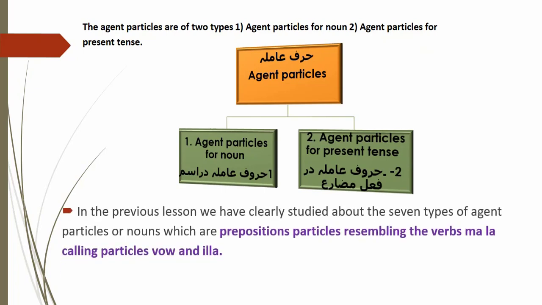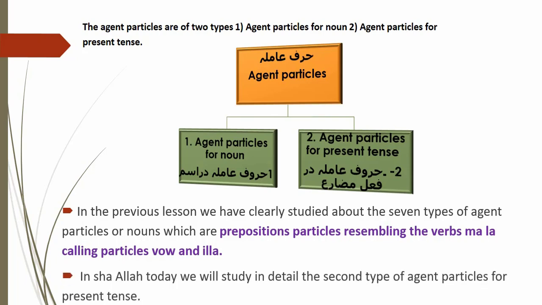In the previous lesson, we have clearly studied about the 7 types of agent particles on nouns, which are prepositions, particles resembling the verbs, ma, la, calling particles, waw, and illa. Inshallah, today we will study in detail the second type of agent particles for present tense.